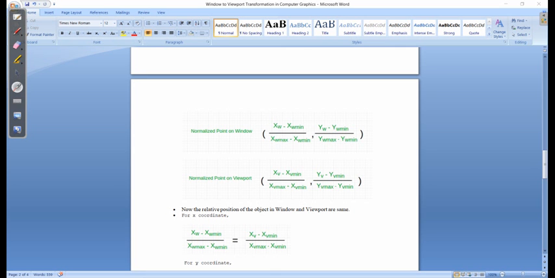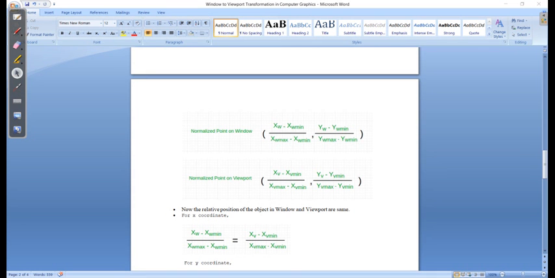So next, the corresponding normalized point for this in your viewport is going to be xv. That means the corresponding point on the viewport which has x coordinate xv minus xv min, that means minimum x value of the coordinates of the corners of the viewport, over xv max minus xv min, minus yv minus yv min over yv max minus yv min.